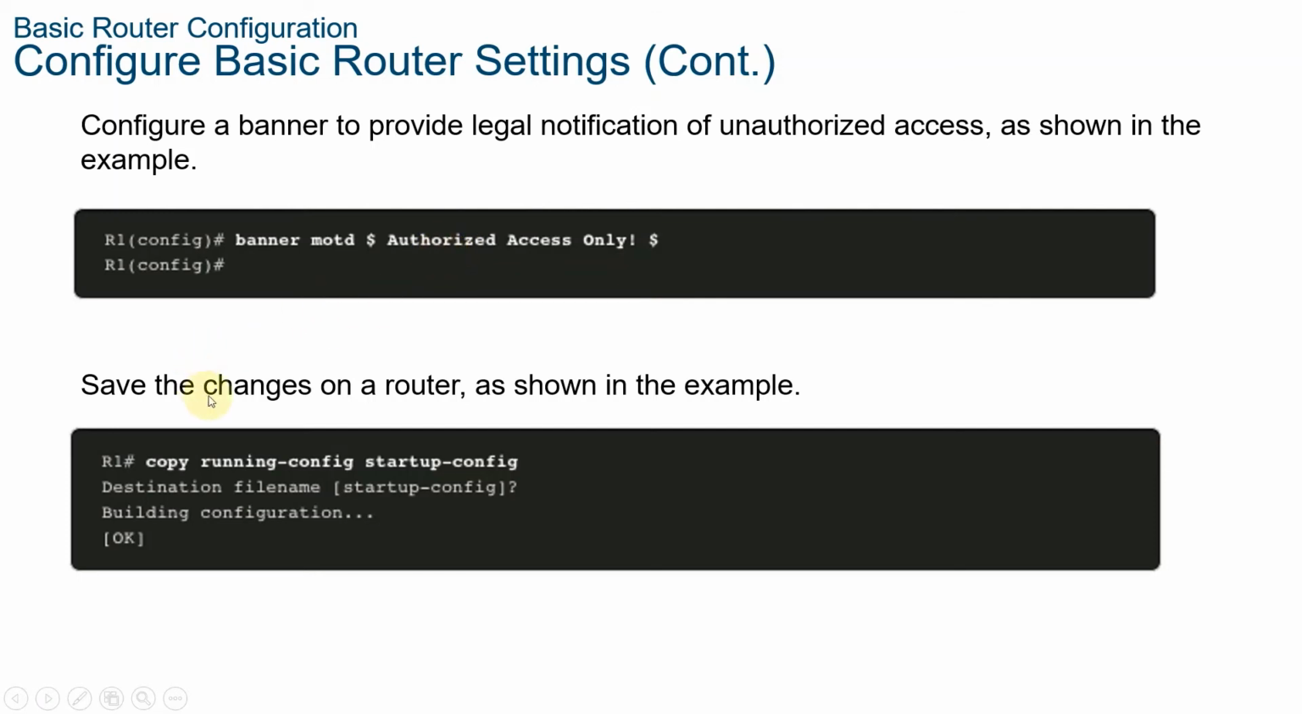All right. So next would be save the changes on a router as shown in the example. So after you have set the host name, all the passwords, and including the banner, it's time for us to save our configuration. We do that via copy running-config startup-config. So same with a switch.